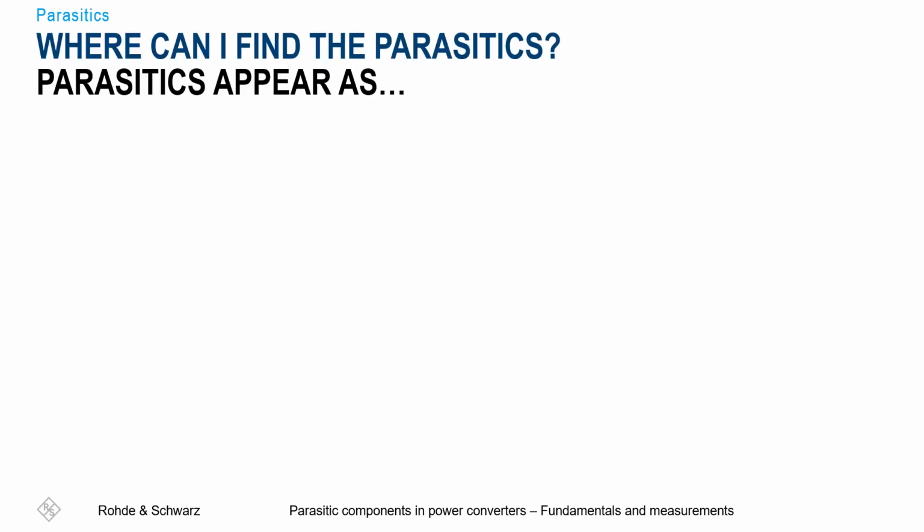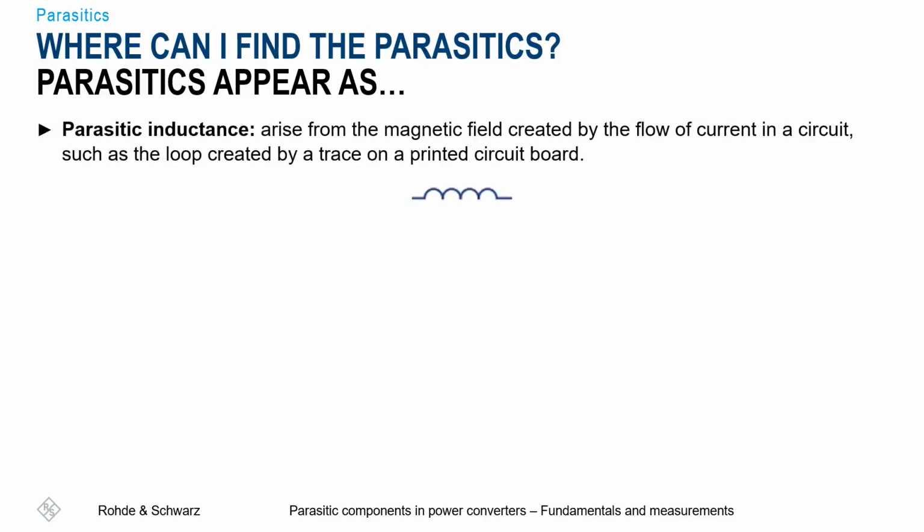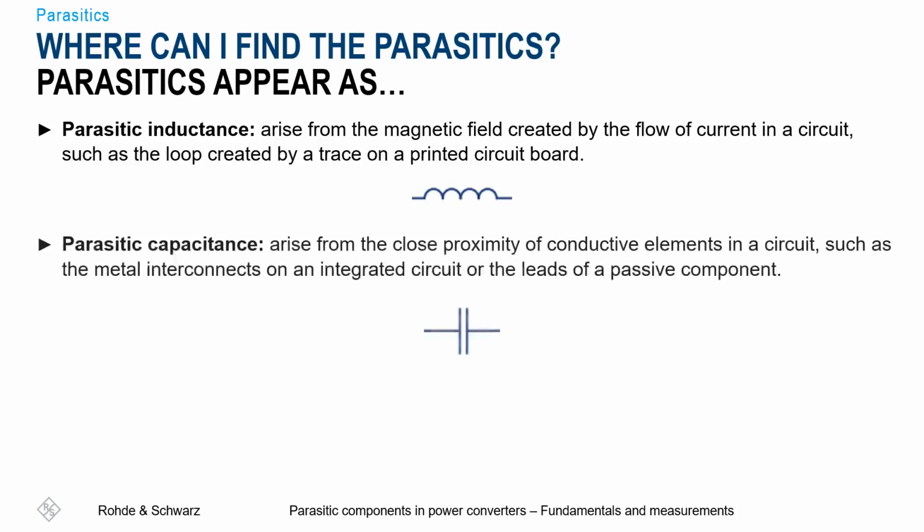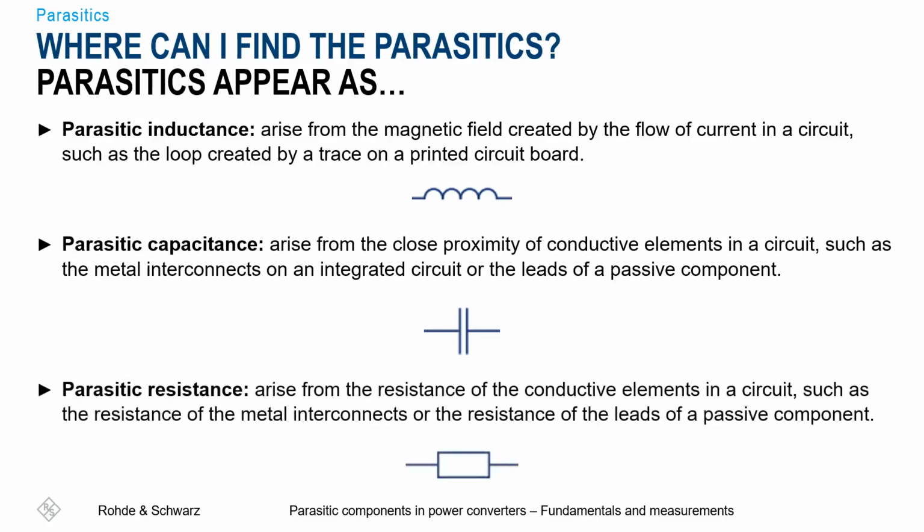And how do these parasitics appear? Well, they can appear in three forms. First of all, as a parasitic inductance, which arises from the magnetic field created by the flow of current in a circuit, such as the loop created by a trace on a PCB. Then we have the parasitic capacitance, which arises from the close proximity of conductive elements in a circuit, such as the metal interconnections on an IC or the leads of a passive component. And finally, we have the parasitic resistance, which arises from the resistance of conductive elements in a circuit.